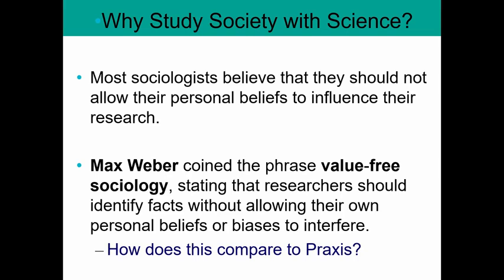Now, you may remember when we talked about Marx that he said that the reason why academics do their work is to pursue social justice and to make the world a better place. This could be seen as being at odds with value-free sociology, because if we are putting our values aside, then we're not doing praxis, maybe. And that's the only way to do actual scientific sociology.